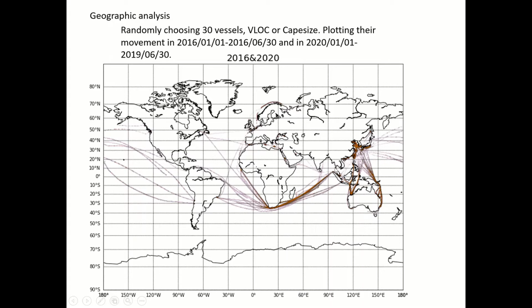And this small country is Indonesia. Most of Indonesia's trade will go to South Africa, so their line is very strong here. And because our analysis is focused on VLOC and Capesize, very small numbers will go to this part, the canal part. So that's all for the geographic analysis.